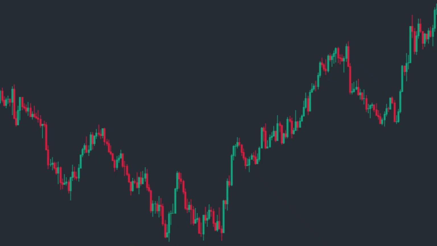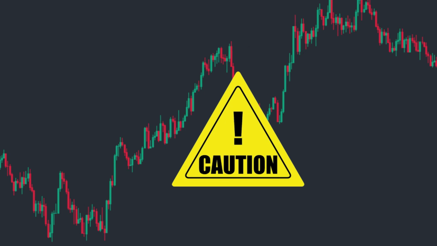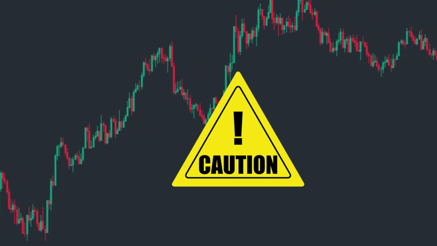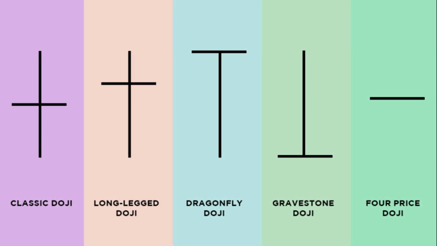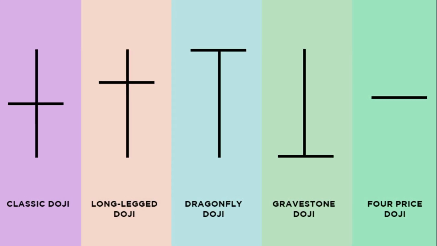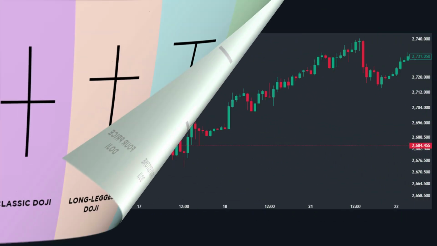This pattern reflects indecision, suggesting that neither buyers nor sellers have control, leaving the market in a state of equilibrium. For traders, a doji signals caution. It's often wise to wait for additional confirmation before making strong buying or selling decisions. It's also worth noting that there are other types of doji patterns, each with unique characteristics and meanings, which we'll cover in more detail in future videos.